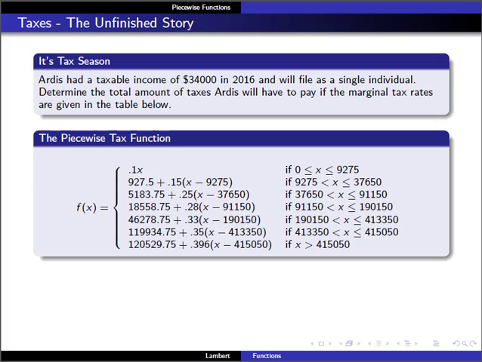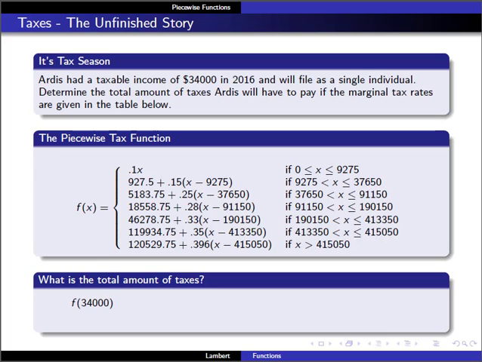Well, Artist has a taxable income of $34,000. Remember, x represents taxable income. So if that's the case, we're going to find the condition that satisfies $34,000. So f of $34,000, let's look. Well, $34,000 is not between 0 and $9,275, but if you look at that second condition, $34,000 is actually between $9,275 and $37,650. So that's the equation we're going to use. So now moving forward from there, we want to just plug in the 34,000 for the x value.